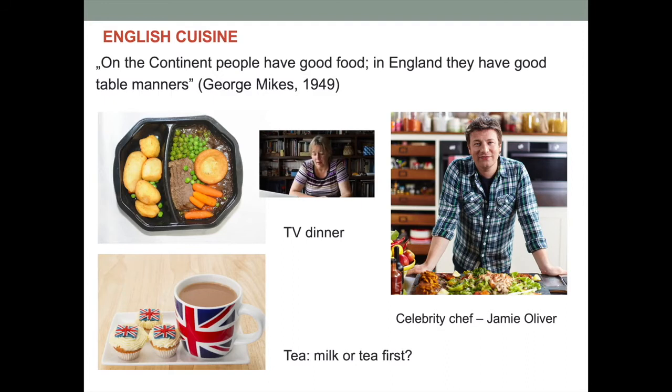Something probably most associated with, let's say, the kind of food you can find in TV dinners, a rather notorious type of ready-made or prefabricated food that you could buy in Britain in supermarkets, something to just heat up and eat in front of the TV set. Usually a kind of standard meat and two veg. This is a kind of typical British way.